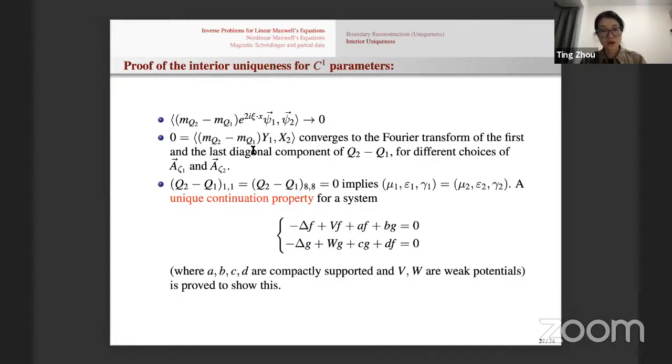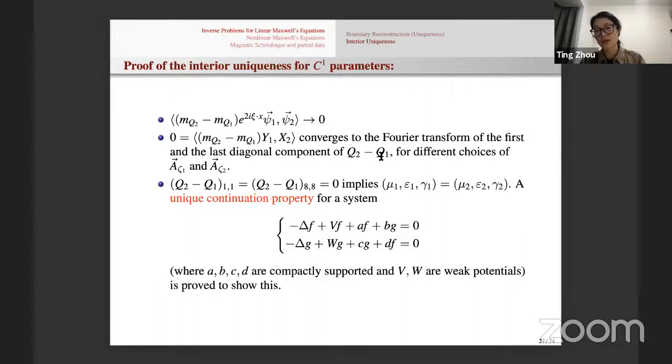And also should multiply in the amplitude a zeta 1, a zeta 2. The first item here is just to show that the remainder part is small. So the right-hand side of the integral identity, after plugging in y1 and x2, converts to the Fourier transform of the first and last diagonal component of q2 minus q1.